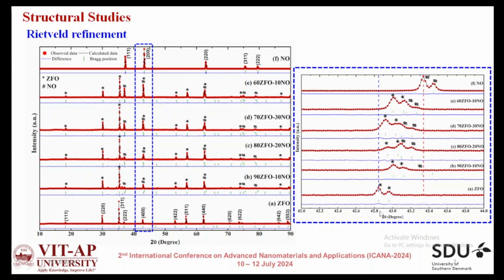If we see this, these are the peaks corresponding to the ZFO phase. As the NiO content in the composite increases, the ZFO peaks shift to a higher Bragg angle, whereas the peak corresponding to NiO in the composite shifts towards a lower Bragg angle. This might be due to the interfacial strain induced at the interfaces of the composites. It means that the strain induced between the grains of ZFO and NiO at their interface is responsible for this shifting.